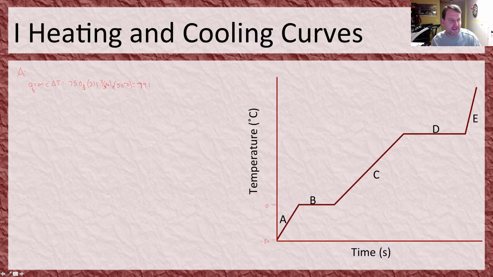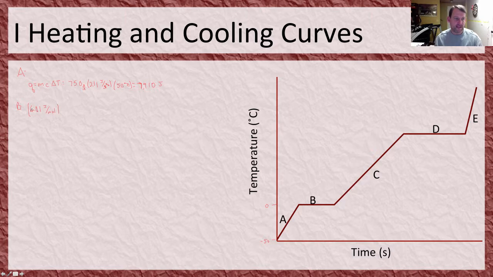7,900, and because we have 3 sig figs here, I'm going to go with 7,910 joules. So that's region A. It takes that much energy to get from -50 to 0. Now B is a little different of a beast. We know B is 6.01 kilojoules per mole.